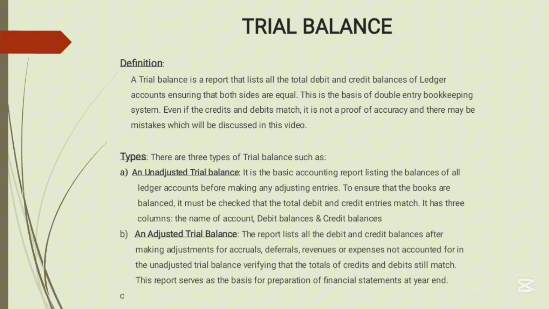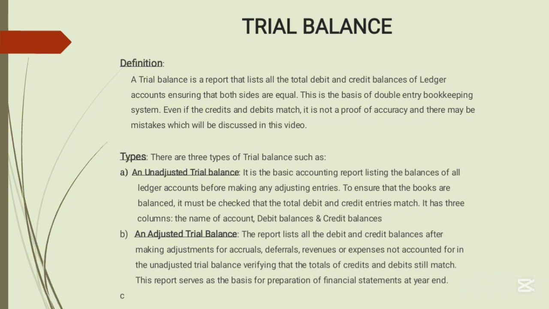Types. There are 3 types of trial balance. A. An unadjusted trial balance. It is the basic accounting report listing the balances of all ledger accounts before making any adjusting entries. To ensure that the books are balanced, it must be checked that the total debit and credit entries match. It has 3 columns: the name of account, debit balances, and credit balances.